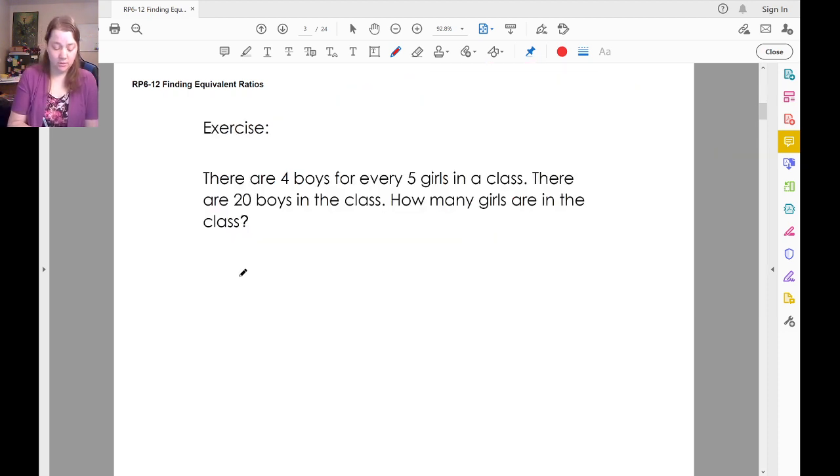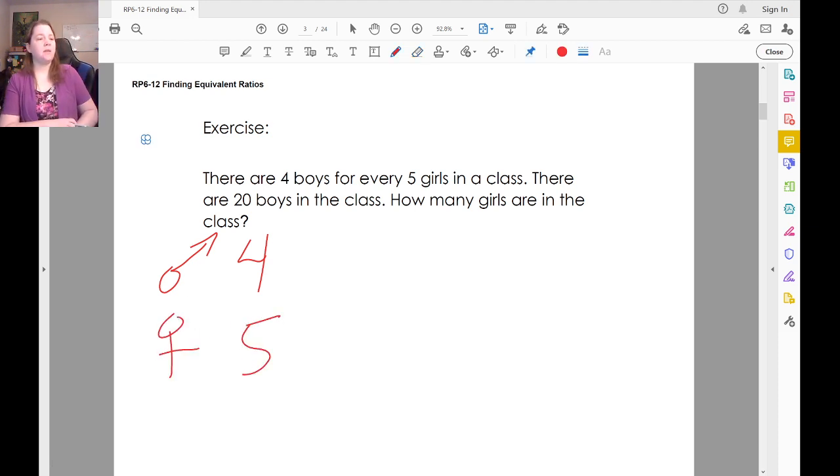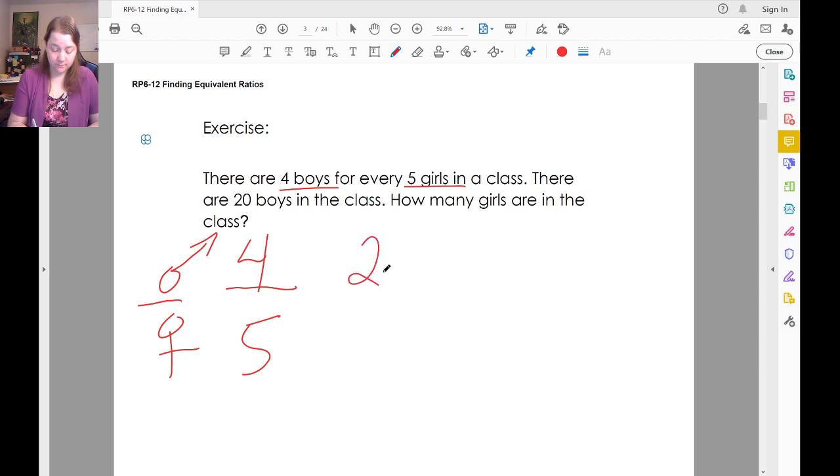Let's say we know that there are 4 boys for every 5 girls in the class. And we know that there are 20 boys in the class. So we have boys to girls, and we know that it's 4 to 5. 4 boys to 5 girls. If there are 20 boys in the class, we want to know how many girls are there.